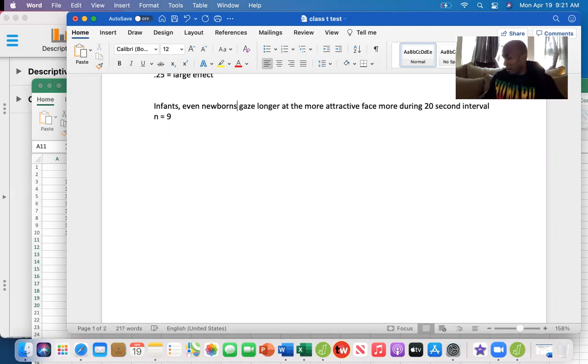If you have the Gravetter text, you can take a look at page... where do we start this example? Page 276 and look forward, and you'll see some of the pointers and some of the data as well. So we have 9 infants that are going to be participating in this study.